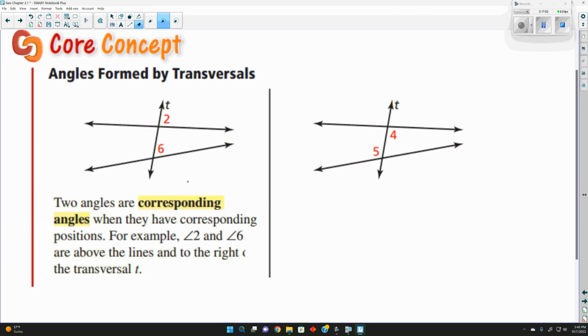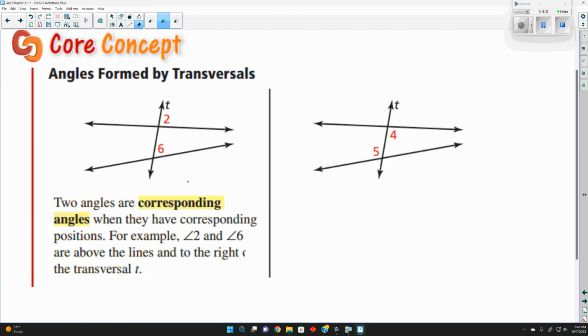Corresponding angles. Now, again, before you start writing this entire passage, because this is contained in the book and posted in Google Classroom, so if you want to come back and copy this, you can. But two angles are corresponding if they're in the same spot on the lines. So number 2 is where? It's above the line and to the right, yes? Number 6 is where? That's all corresponding means. They're in the same position relative to the two lines.